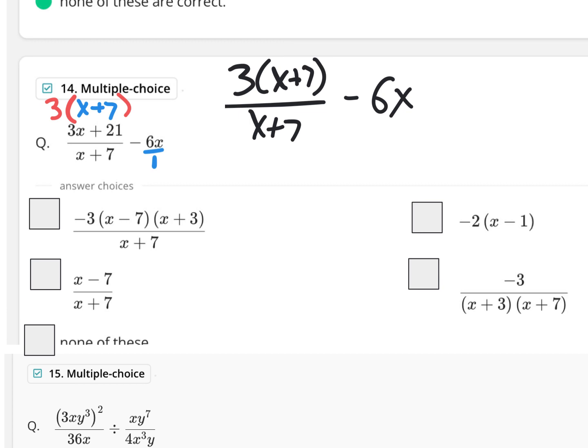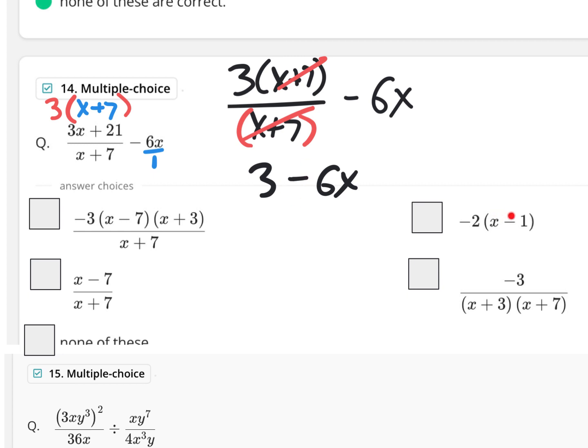So instead of getting a common denominator and adding the fractions, why not factor and then recognize that you have the same x plus 7 up on top and on the bottom, which cancels out. So what you really have here is 3 minus 6x. And we're looking for that as an answer, and maybe it's none of these, right? But let's look at the answers.